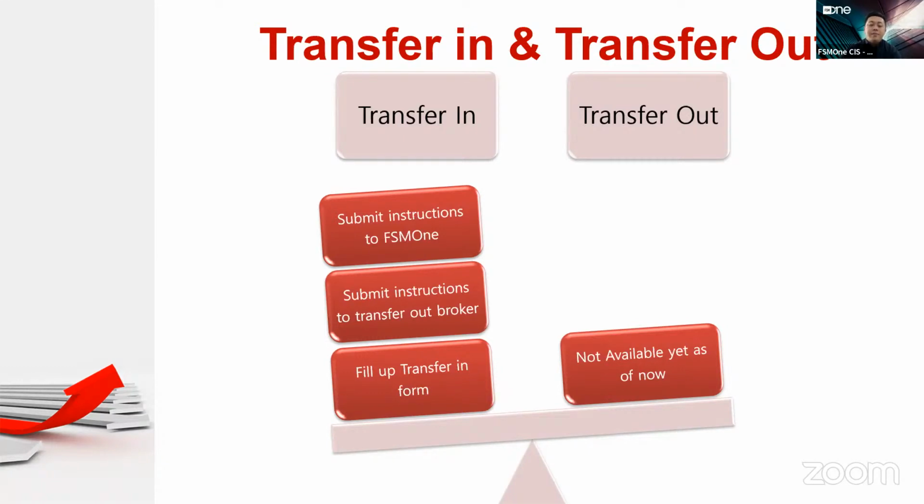Then you will need to fill out a transfer form and send it to FSMOne. After that, we will liaise with your existing broker for the transfer process. The whole transferring process is estimated to take around 4 to 6 weeks to complete. As for the China A market, the transfer out facility is not available yet for now, but we will only review it on a case-by-case basis.